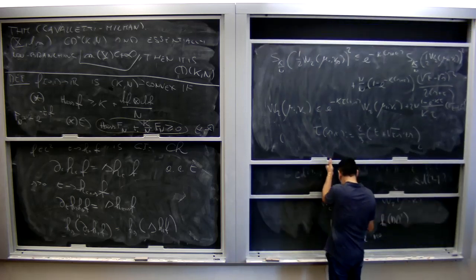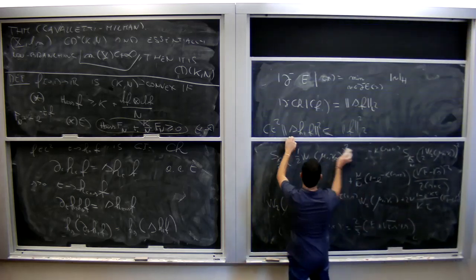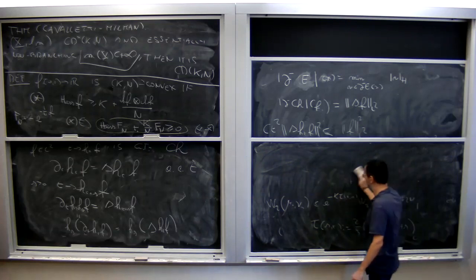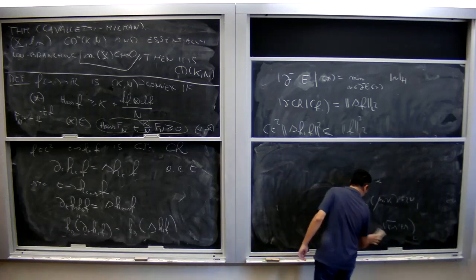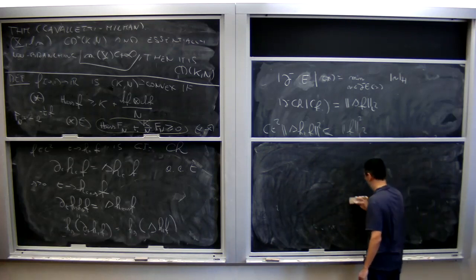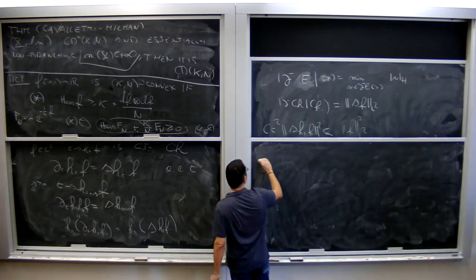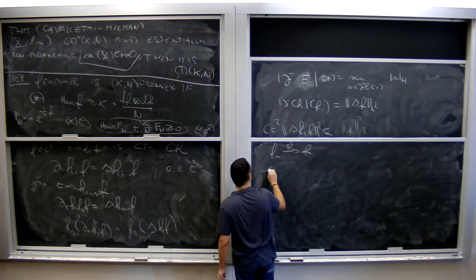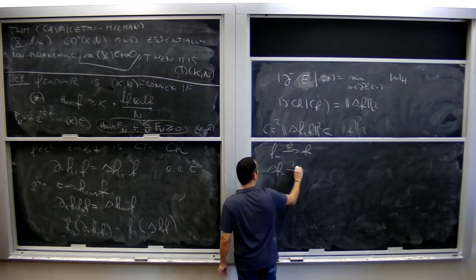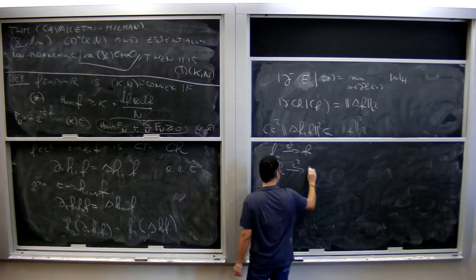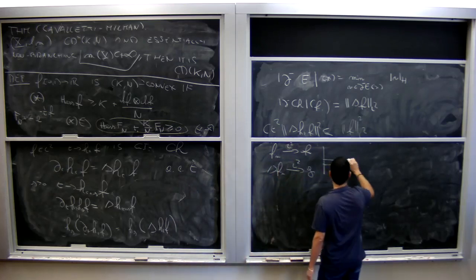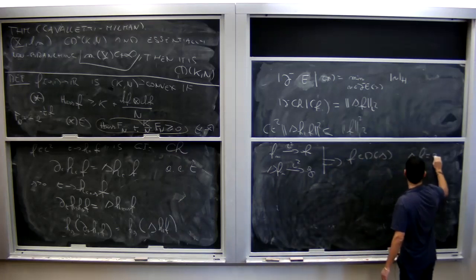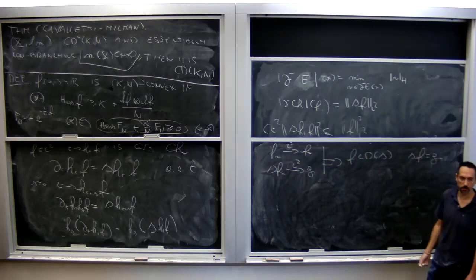Another ingredient is the closure of the Laplacian that I want to use. Closure of the Laplacian means this. Suppose that F_n converges in L2 to some function f, and suppose that these F_n have a Laplacian, and this Laplacian converges in L2 to some function g. Then f has a Laplacian, and the Laplacian of f is exactly g. That's the definition of being a closed operator.